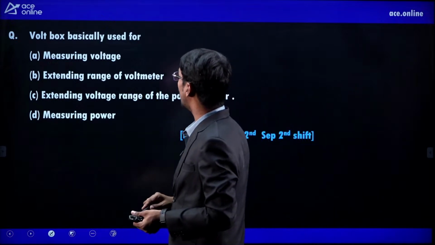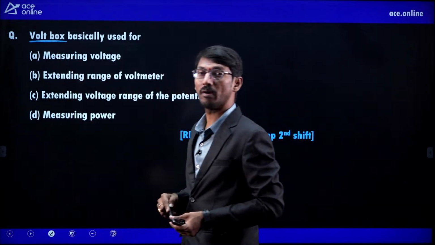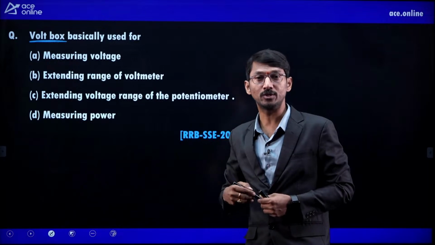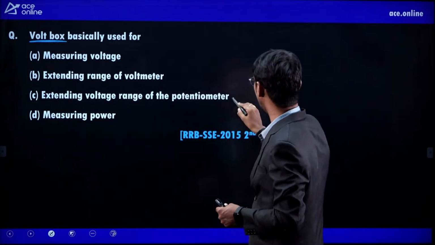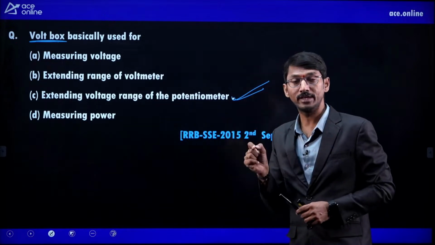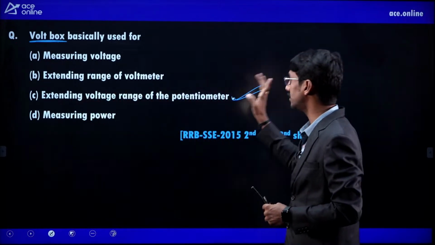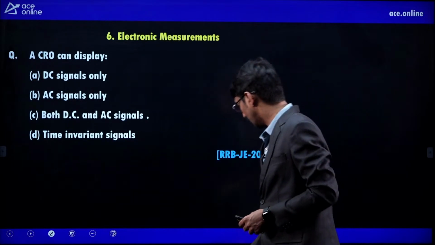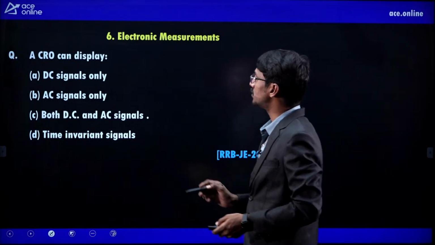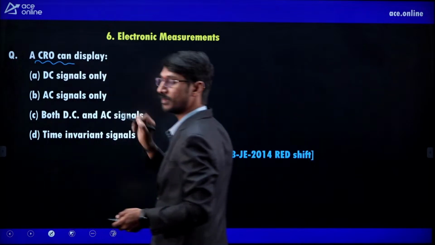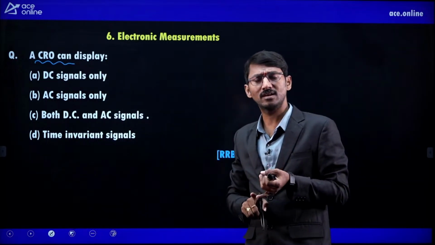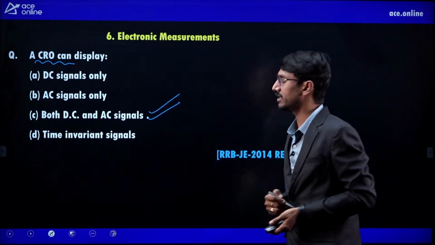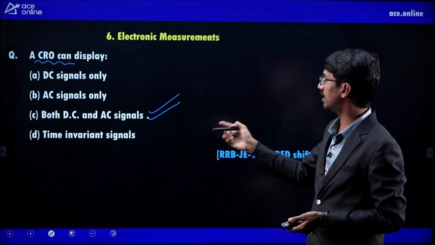Volt box is basically nothing but volt ratio box, we say. Volt ratio box is generally used to extend the range of potentiometer. So therefore, it is especially for extending the voltage range of the potentiometer. Right. Next one. Here from the electronic part, CRO can display. In the CRO, DC signals are possible as well as AC signals. Therefore, both DC as well as AC is the answer.